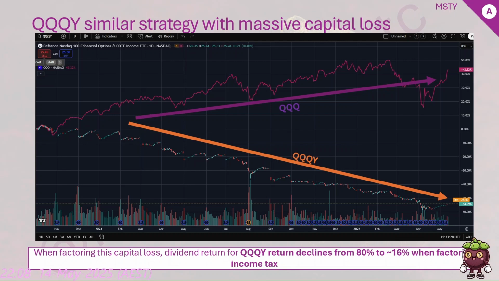Now, what we do is we see QQQY, and we look at the dividends, and they're sort of 80% a year, or they're very high, similar to your Misti, and we're like, wow, 80% dividends. Like, I'd love to own that and generate 80% dividends. But what we have to remember is that the capital is always going down, and you can see that the capital is down 55% over the last 12 months.